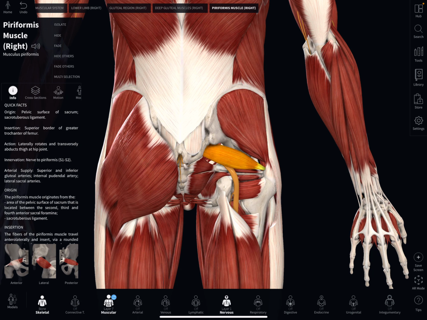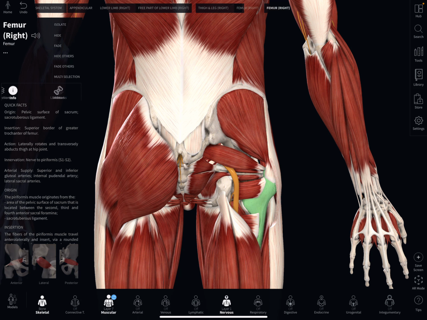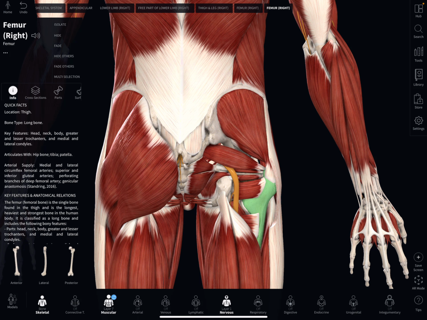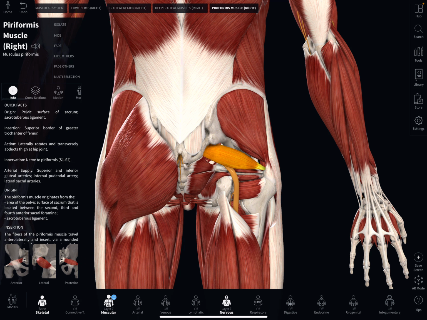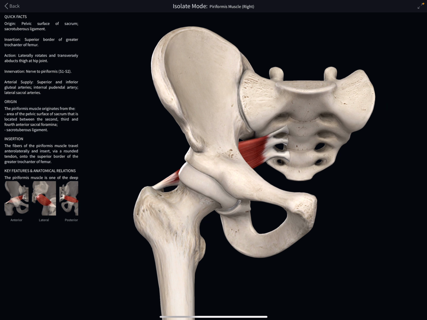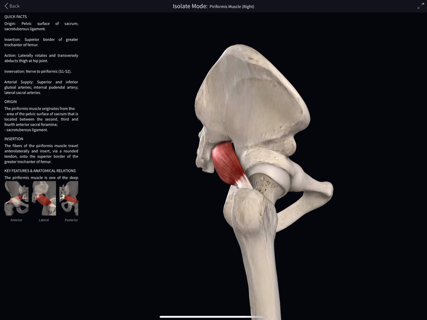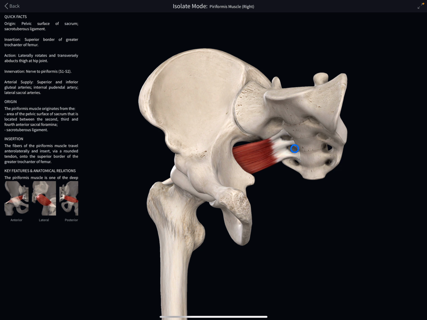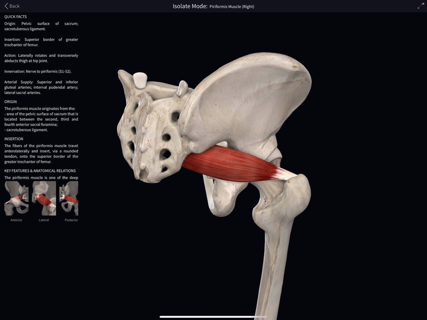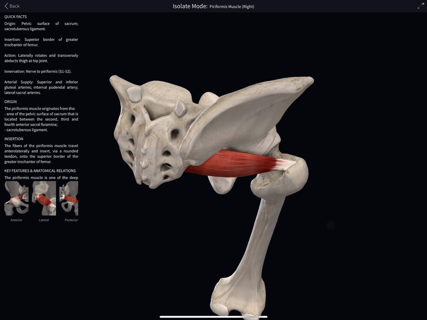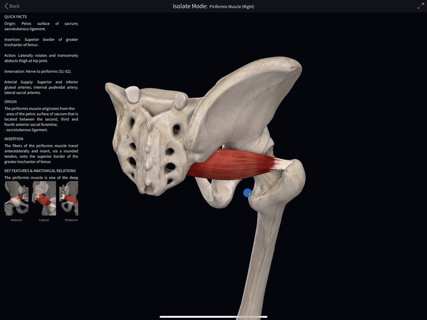and it attaches outwards to the hip bone, which is your femur. So I'm going to go ahead and isolate this so you can see the front attachment on the sacrum, which is these three right here, and then the lateral attachment, or what's called the insertion, right over here on the greater trochanter of the femur. You'll see how it extends out that way.